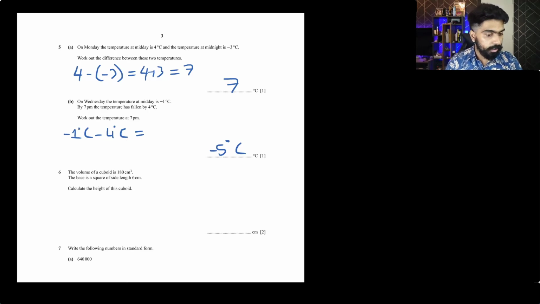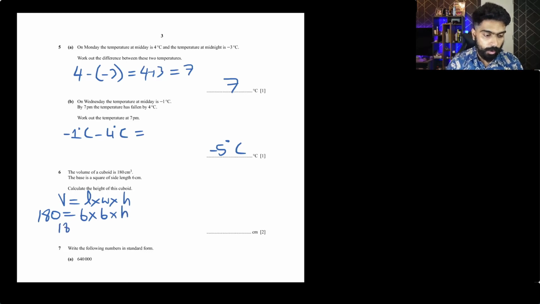Now the next one guys, we know that the volume of a cuboid is 180 cubic centimeters. The base is a square of side length 6 centimeters. Calculate the height of the cuboid, right? So what is the volume of a cuboid guys? Length times width times height, right? Now in this question the volume is 180, which is equal to the length, which is a side, which is 6, multiplied with the width, which is also 6, because the base is a square and in a square the sides are equal, right guys, multiplied with the height.